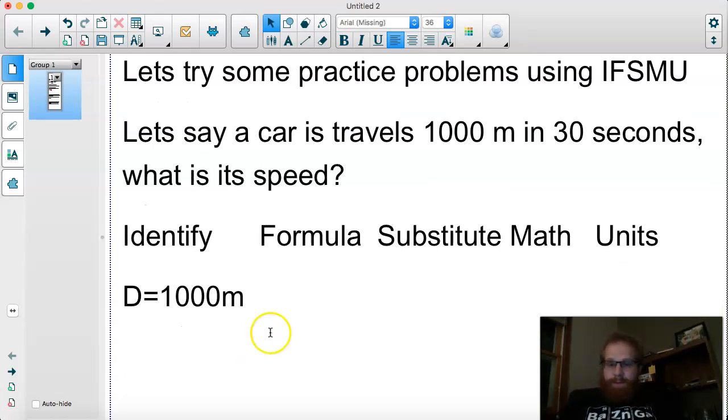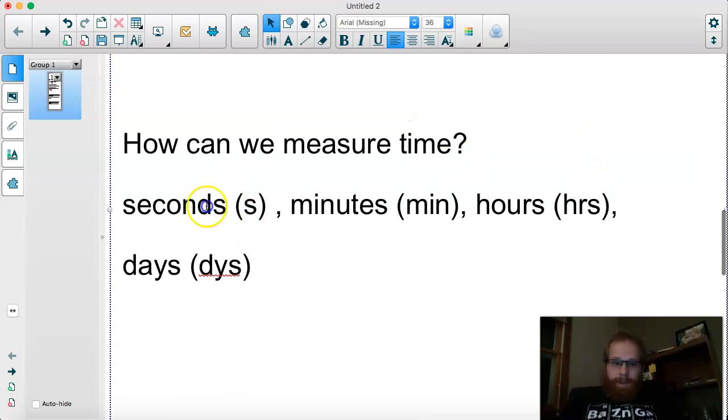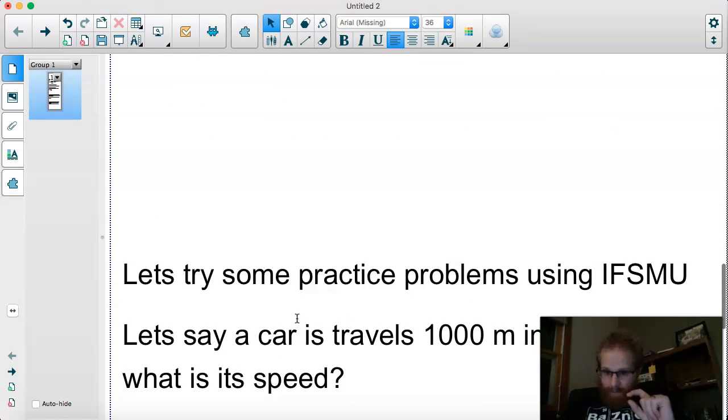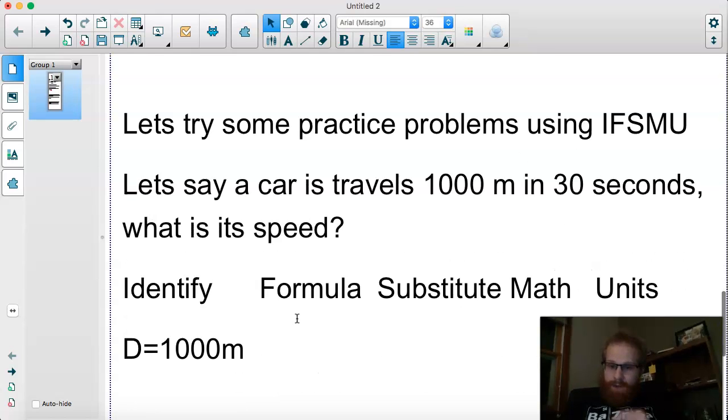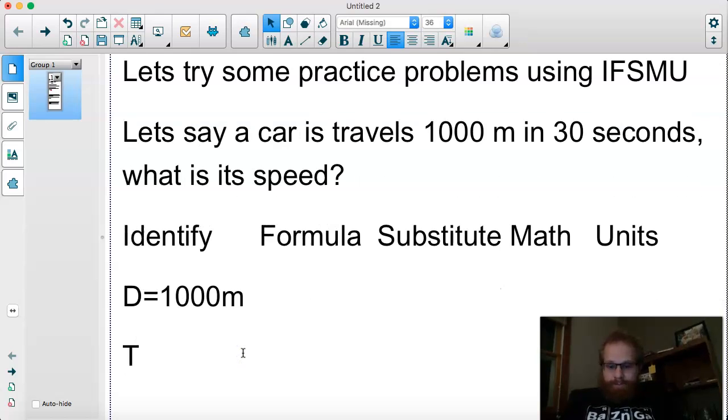I can also identify my time. Remember, seconds is a unit of time. And I can abbreviate seconds as S. So whenever I see the word seconds or the symbol S for seconds, that should clue you in that we're measuring the time of something.